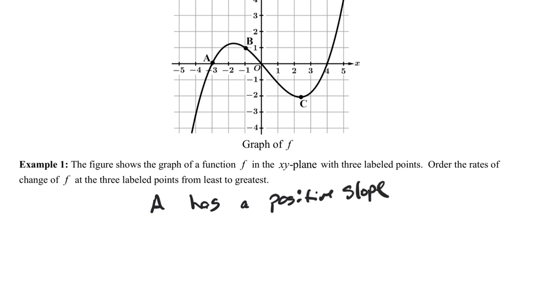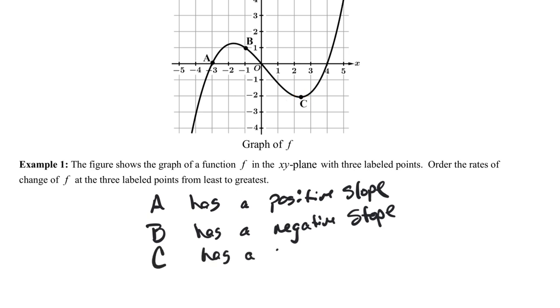And as we keep going, we get to the top. We don't care about the top yet. And we have to go downhill to get to B. B has a negative slope. And then when we get to C, we're at the bottom. We're not going down or up. C has a 0 slope. And that's how you answer those.